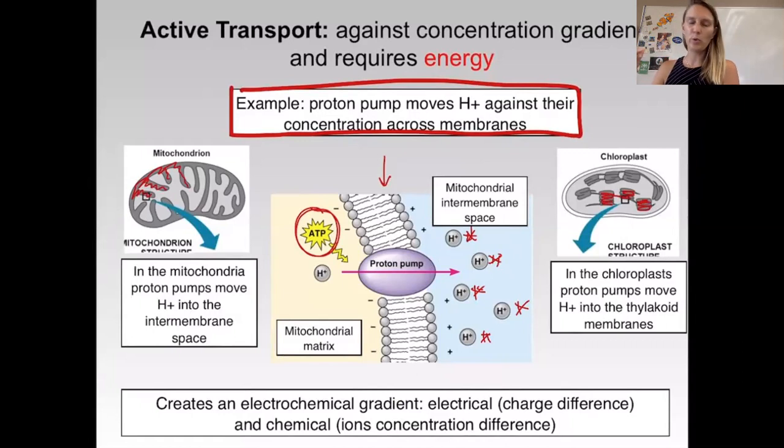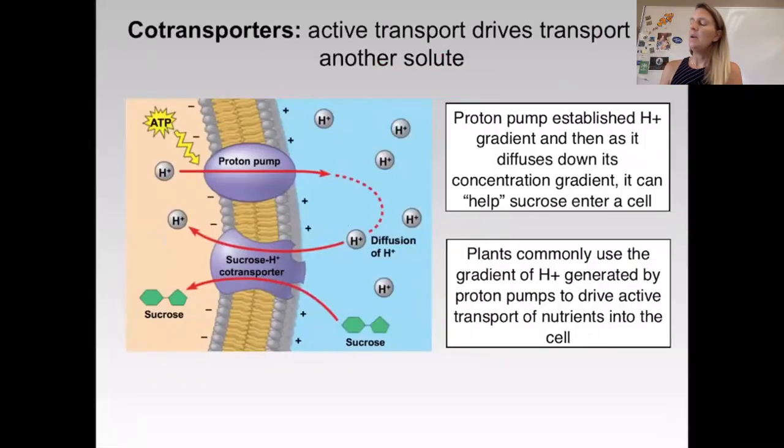So when we're using these proton pumps, what we're doing is creating an electrochemical gradient, all right? Why is it electric? Because we have a charge difference. We're adding pluses. Why is it chemical? Because we are actually adding more hydrogen atoms, right? Another kind of active transport, and this one really confuses students, so we can go over this as many times as you would like in class. But here, just look at it one at a time.